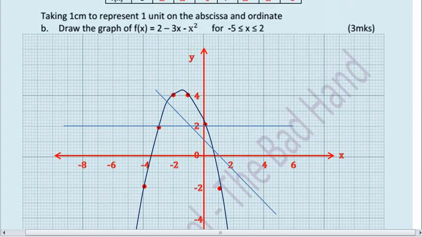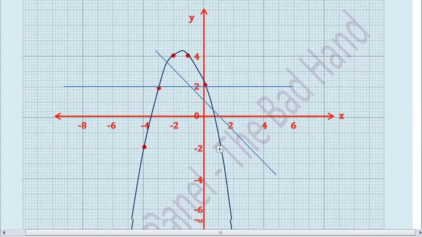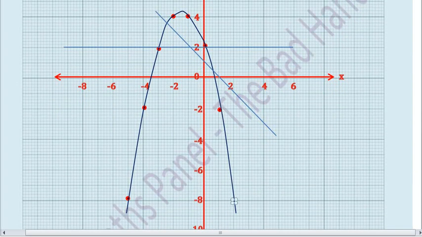The next point is minus 4, minus 2. X is minus 4, y is minus 2. You have this point here. Then when x is minus 3, we have 2. You have this other point up. Then at minus 1, we have 4. At 0, we have 2. At 1, we have minus 2. And at 2, we have minus 8. Minus 8 is down. This is the point here.